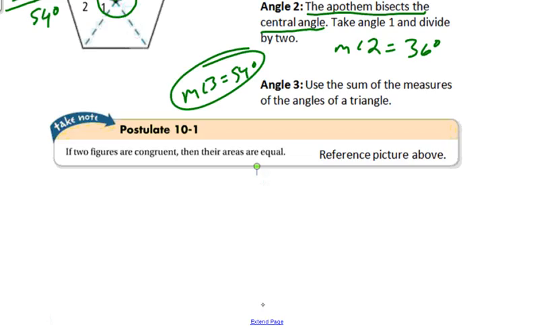Let's quickly look at postulate 10.1. This is the first postulate for the chapter. Postulate 10.1 says if two figures are congruent, then their areas are congruent. There's no picture above, but if you have two figures that are congruent, then their areas would be congruent. Simple enough.